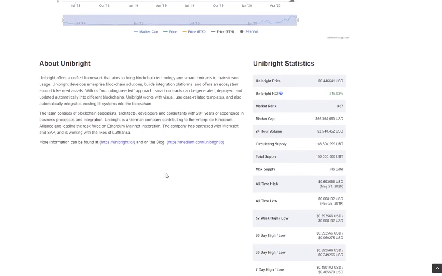So Unibright offers a unified framework that aims to bring blockchain technology and smart contracts to mainstream usage. Unibright develops enterprise blockchain solutions, builds integration platforms, and offers an ecosystem around tokenized assets. With its no coding needed approach, smart contracts can be generated, deployed, and updated automatically into different blockchains. Unibright works with visual use case related templates and also automatically integrates existing IT systems into a blockchain.